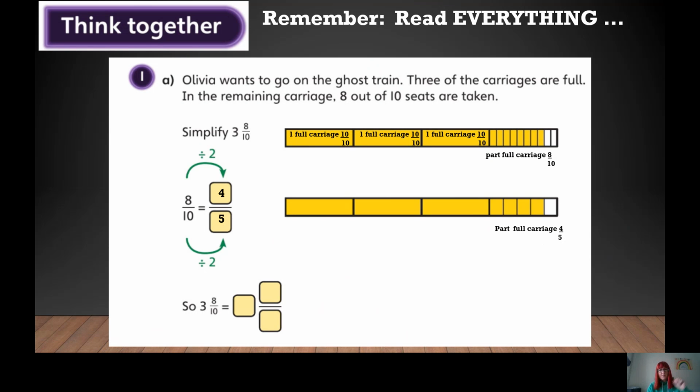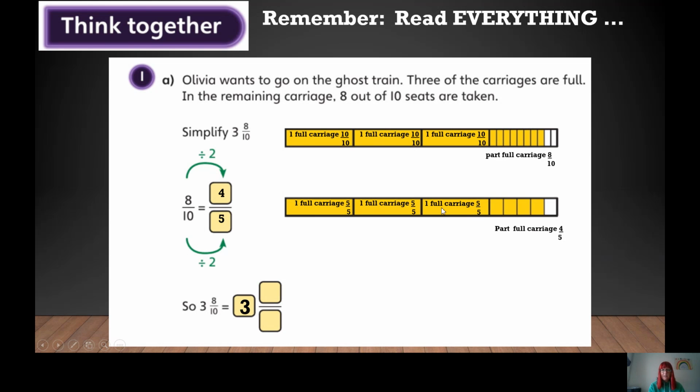So what about the wholes? Well, the wholes stay. 1 full carriage, 2 full carriage. So we've got 3 full carriages and 4/5. I see. So in answer to the original question, to simplify 3 and 8/10, here, the 3 full carriages remain the same.